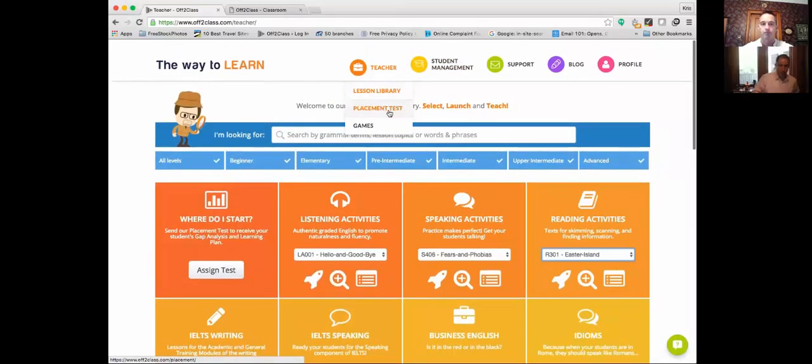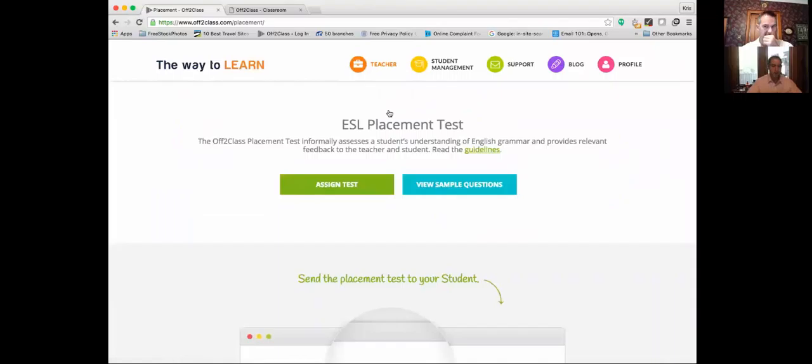So that's really the crux of what I wanted to show you today. This is a tool. Our placement test is definitely a tool that teachers can use to sell themselves as a personalized approach, a personalized solution for students that are coming to them and looking for a private tutor.